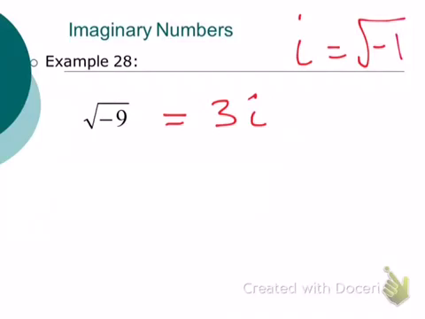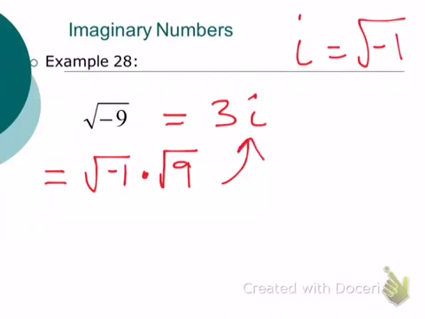So where this comes from is we take it from yesterday. The square root of negative 9 is the square root of negative 1 times the square root of 9. So we can break it up into its imaginary part and its real part. So the square root of negative 1 is i, and the square root of 9 is 3. And that's where we get the 3i from. All right. So we've got 3i there.